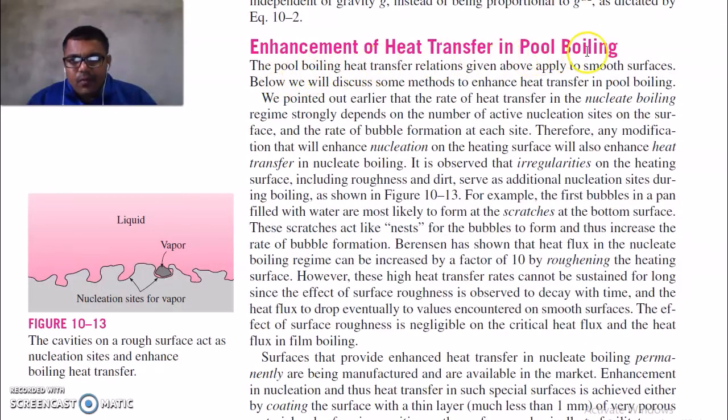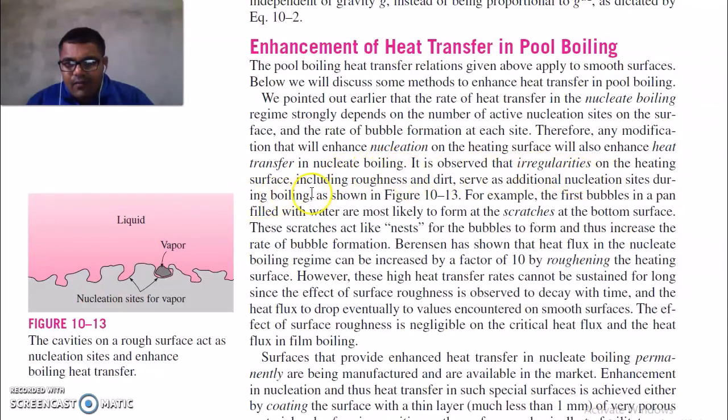Enhancement of heat transfer in pool boiling. The pool boiling heat transfer relations given above apply to smooth surfaces. Below we will discuss some methods to enhance heat transfer in pool boiling. The cavities on a rough surface act as nucleation sites and enhance boiling heat transfer. We pointed out earlier that the rate of heat transfer in the nucleate boiling regime strongly depends on the number of active nucleation sites on the surface and the rate of bubble formation at each site. Therefore, any modification that enhances nucleation on the heating surface will also enhance the heat transfer in nucleate boiling.